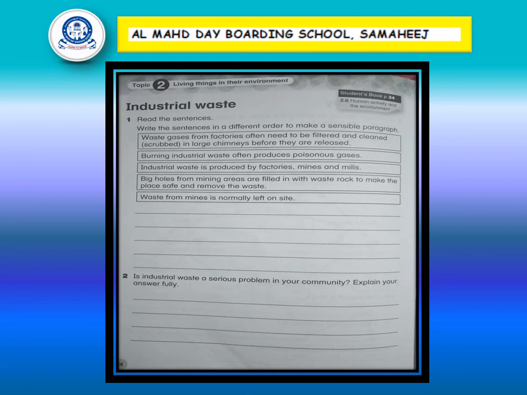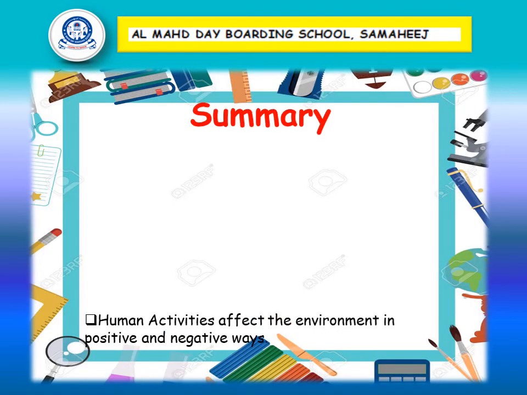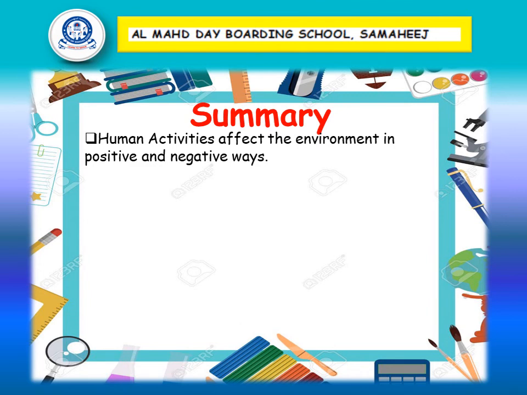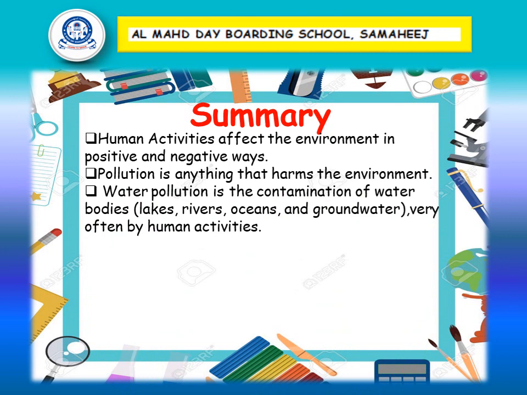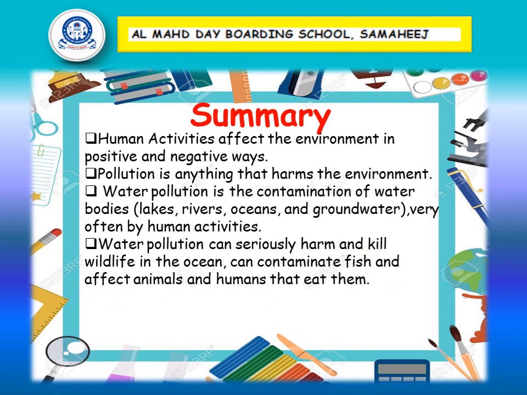For the summary of what we have learned today, first, human activities affect the environment in positive and negative ways. Second, pollution is anything that harms the environment. Human activities can cause different kinds of pollution. Third, water pollution is the contamination of water bodies like lakes, rivers, oceans, and groundwater, very often by human activities. The last one, water pollution can seriously harm and kill wildlife in the ocean, can contaminate fish, and affect animals and humans that eat them.